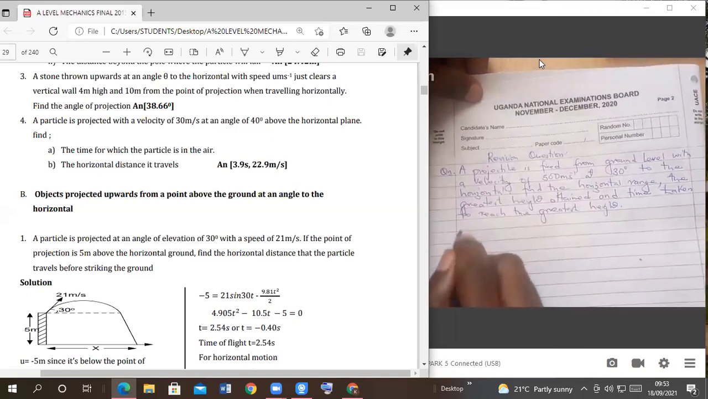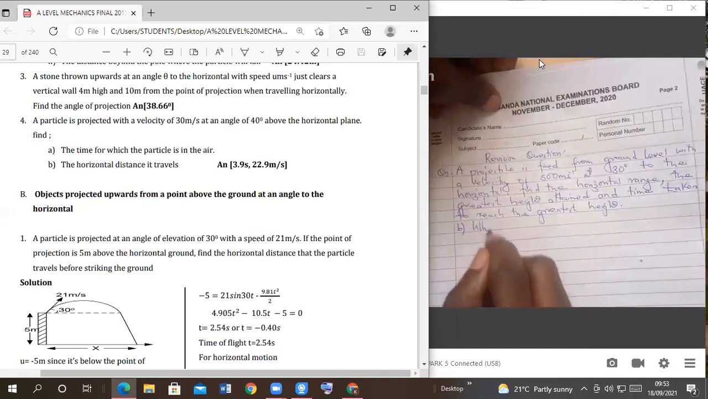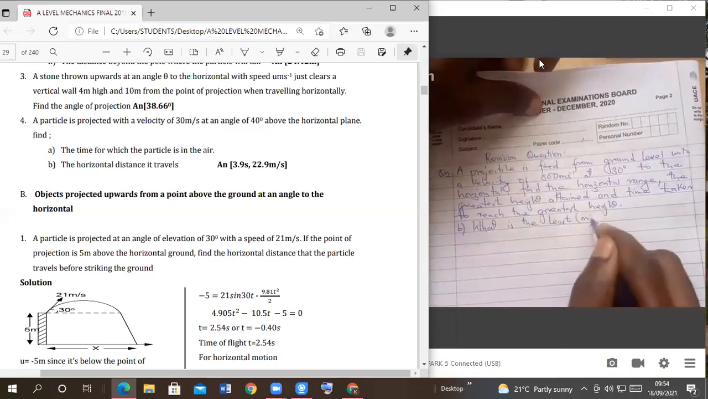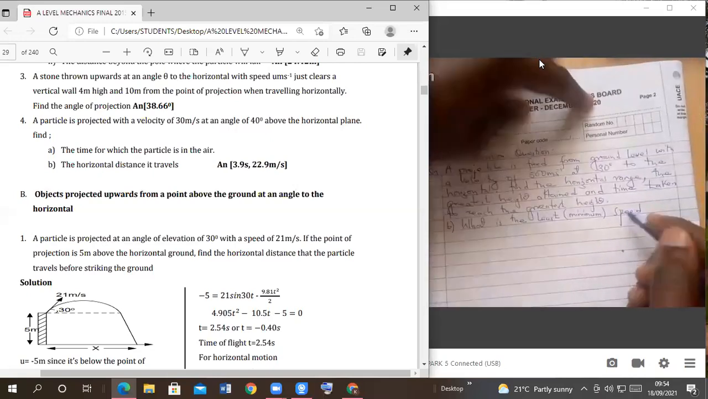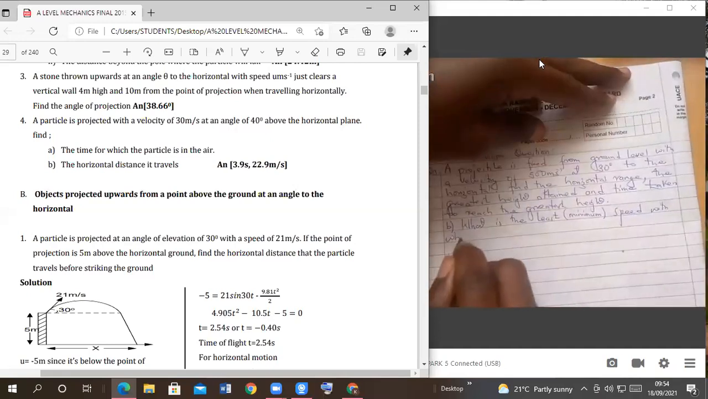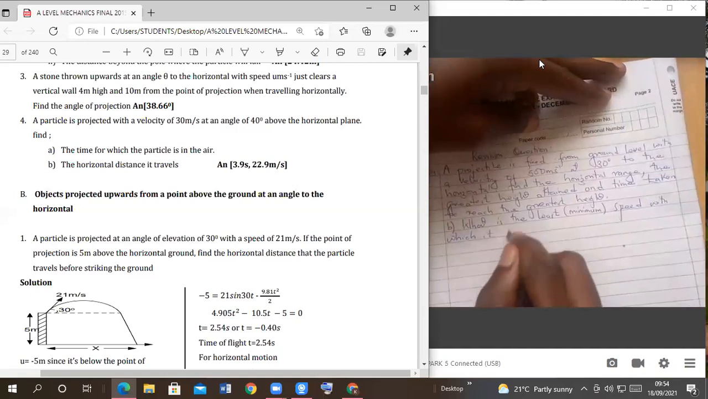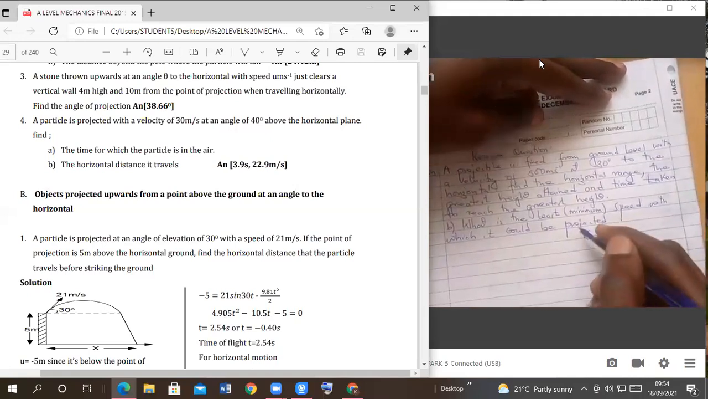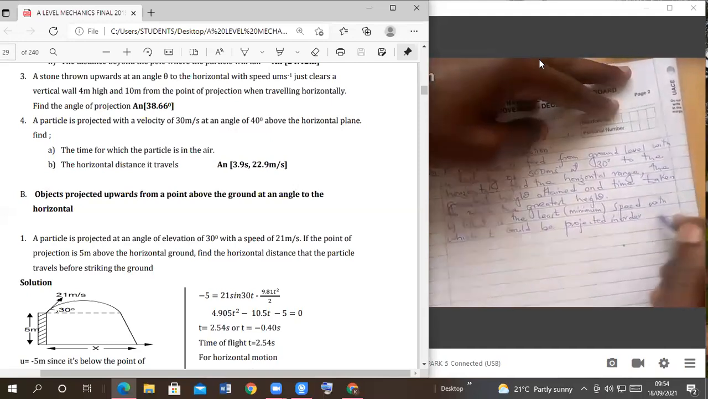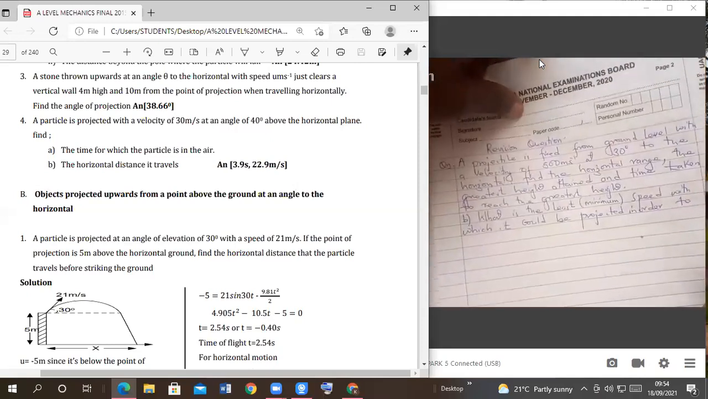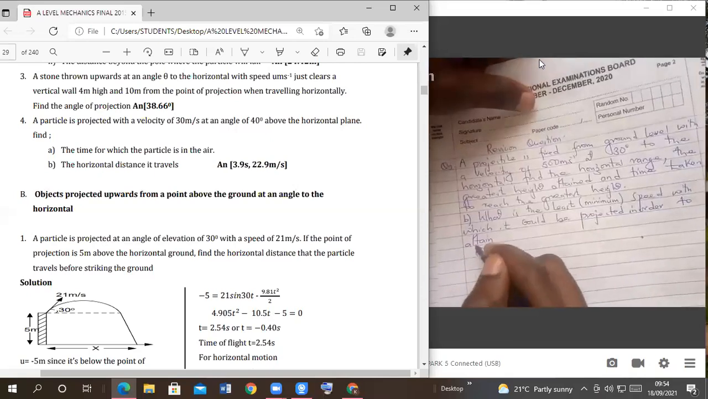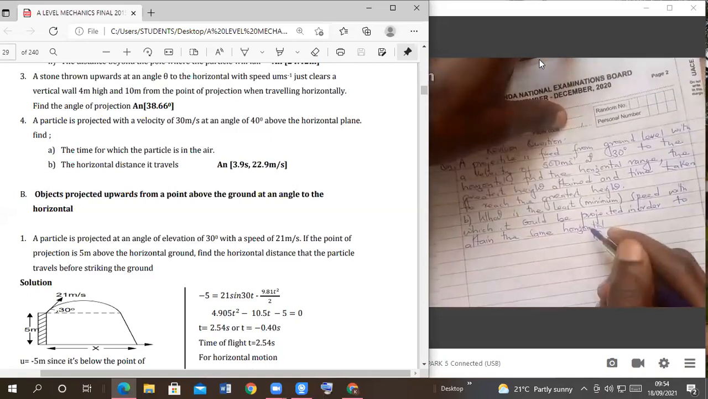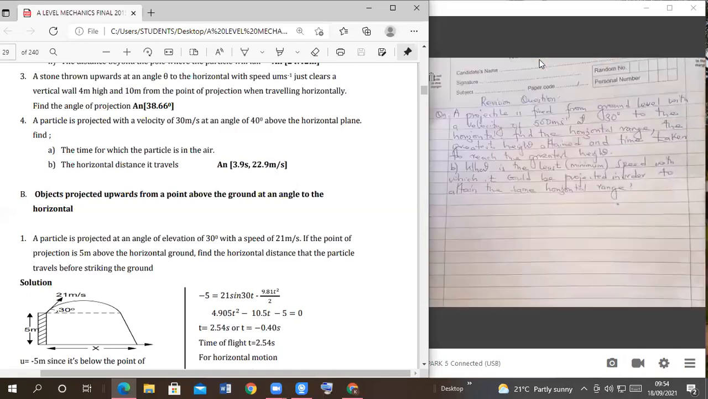Let's say this is part B. What is the least or minimum speed with which it could be projected in order to attain the same horizontal range? Same horizontal range.